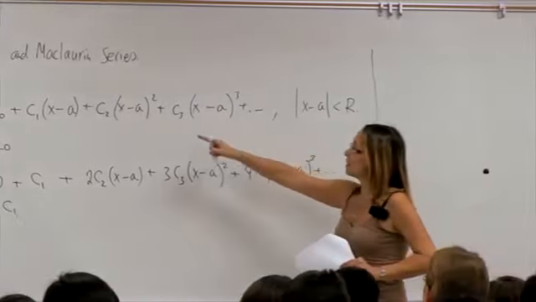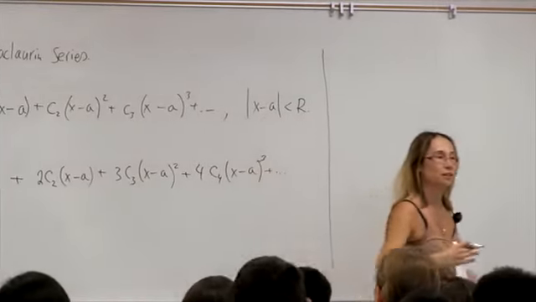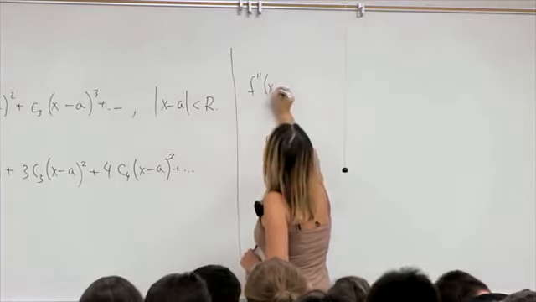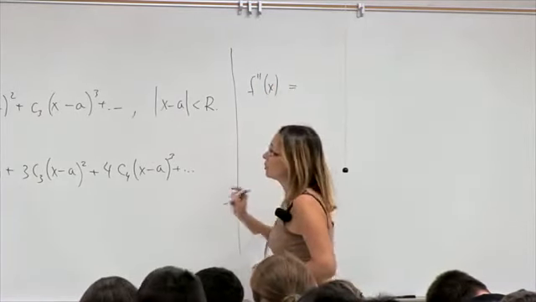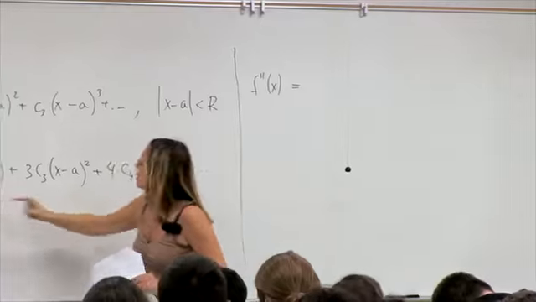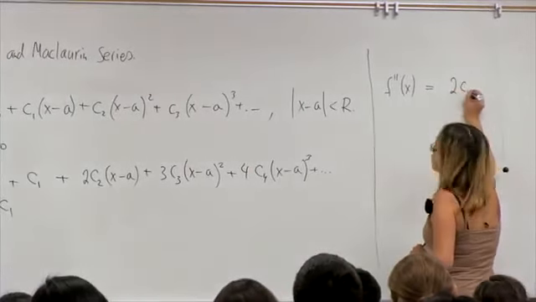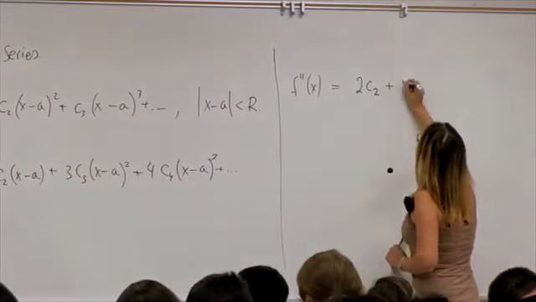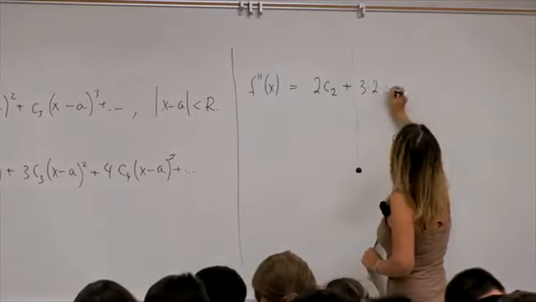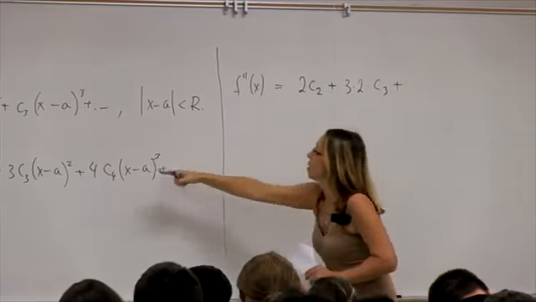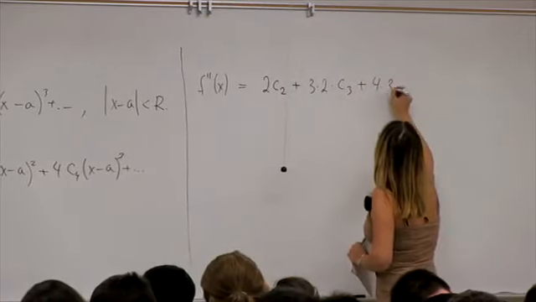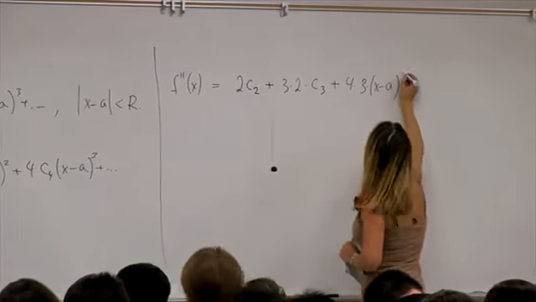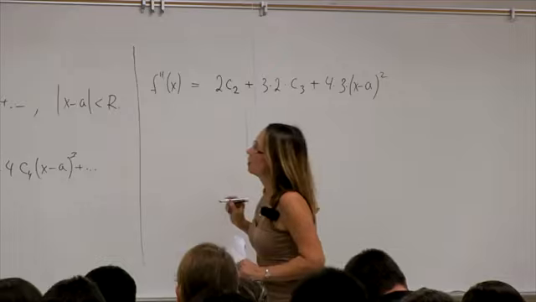Next, I'm going to take this expression and differentiate it once more with respect to x. So I get f double prime on the left. And on the right, this gives me 0, this is 2 c2, plus 3 times 2 c3, 4 times 3 (x minus a) squared, and so on.